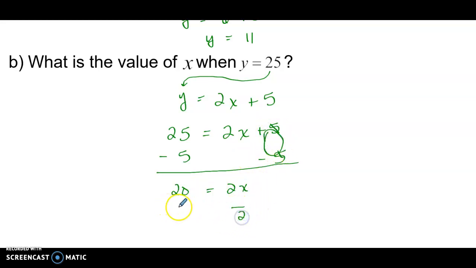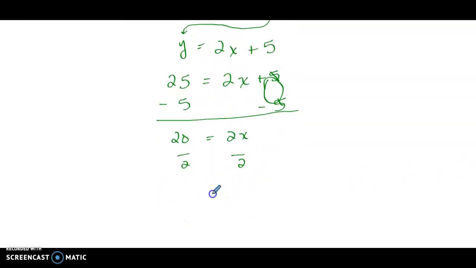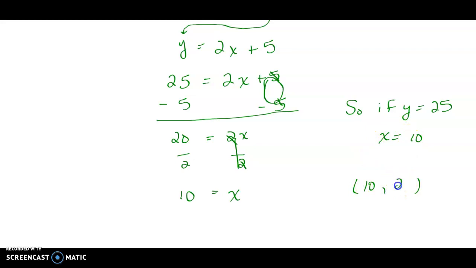To get the 2 by itself, I need to divide by 2 to get rid of that multiply by 2. 20 divided by 2 is 10. 2 divided by 2 is 1, so I'm left with 1x. So if y is equal to 25, x has to be 10. So again, if this was to be graphed, for an x value of 10, the y value would be 25. So that would correspond to the point 10, 25.